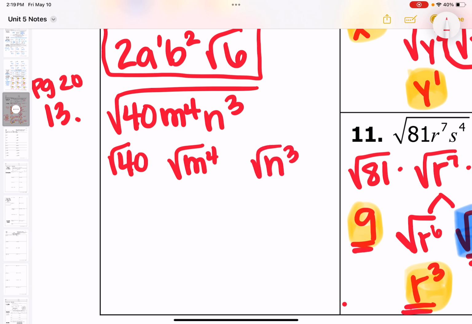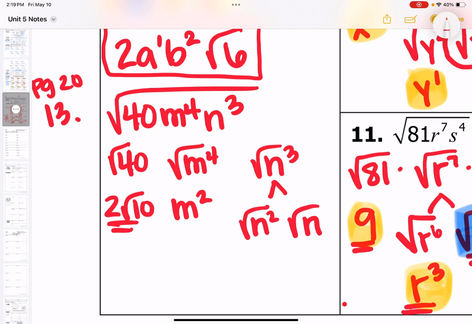I take the square root of 40, and I get 2 square root 10. I can simplify square root of m to the 4th because 4 is an even number. So I do 4 divided by 2, and I get 2. And then square root of n to the 3rd, I need to break apart one more time because 3 is an odd number. So I break it up into square root of n to the 2nd power, and then square root of n. Square root of n to the 2nd power can be simplified because 2 is an even number, and it just becomes n1.